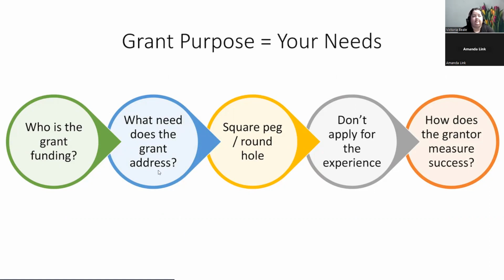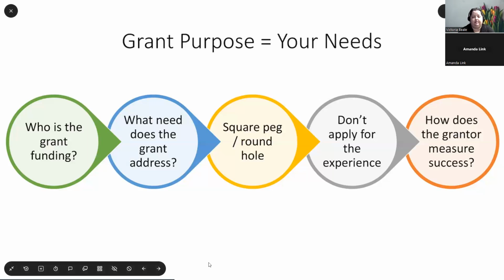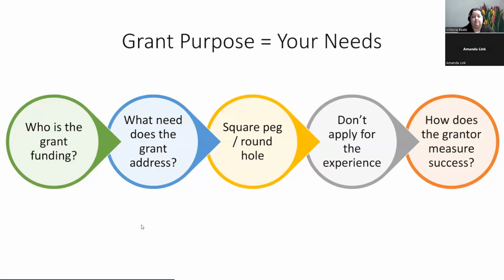Look at what the grant is intended to address. Again, that's what your need is. If it doesn't fit, the square peg round hole, don't try to make it fit. Don't try to talk your way through that application, and don't just apply for the experience. Again, make sure you know how you're going to measure success, but also look to see what your grantor has listed as far as how they measure success, because you might need to retool your measurements in order to meet what the application is asking for.